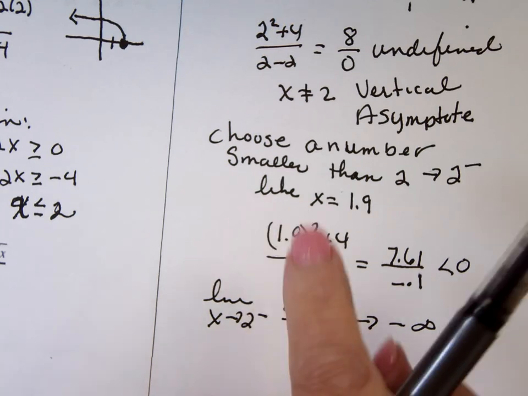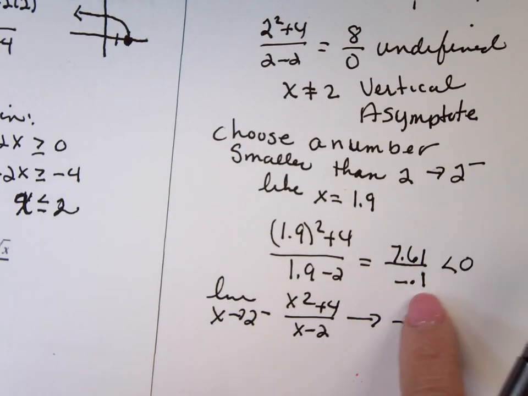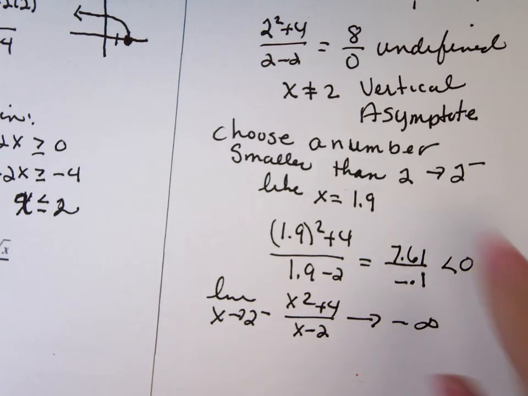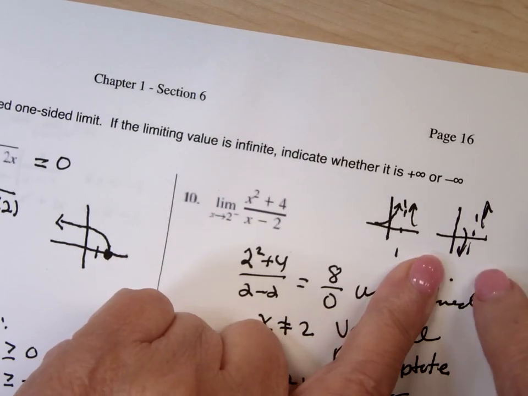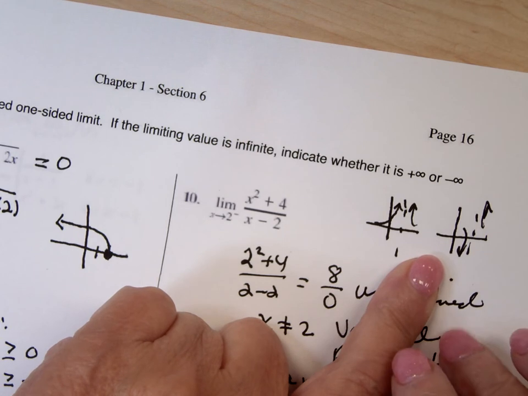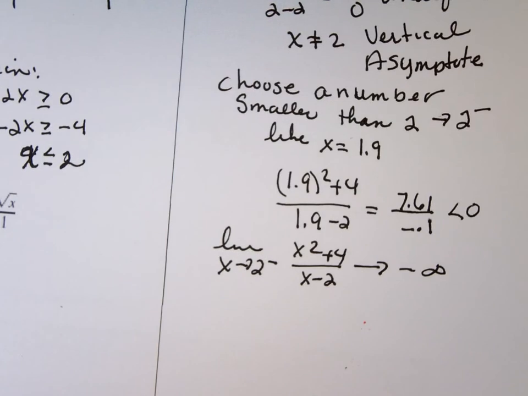See, if I pick a number bigger than 2, like 2.1, 2.1 minus 2 is a positive 0.1. That means the other side's going up. So one side's going down, the other side's going up. So I have a situation similar to this with a VA. That's going to be important to us as we get into the world of graphing. Sorry, that's chapter 3. Lots and lots and lots of graphs.